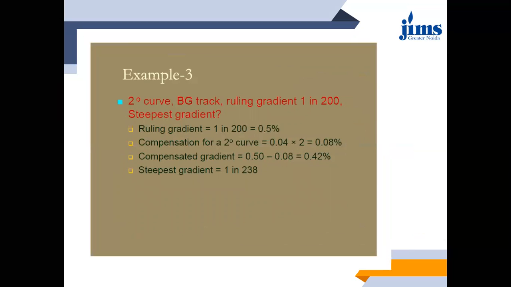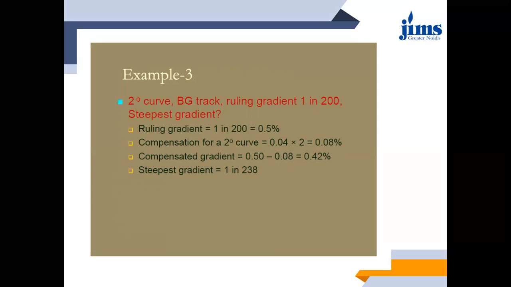We'll see an example. If a 2-degree curve is there, a broad gauge track is there, and the ruling gradient is 1 in 200, what could be the steepest gradient that could be provided? Now the ruling gradient is 1 in 200, that is 0.5%. Compensation for a 2-degree curve will be 0.04 times the degree of curve, that is 0.08. So this is the grade compensation.